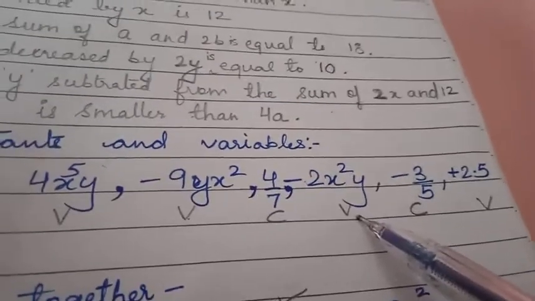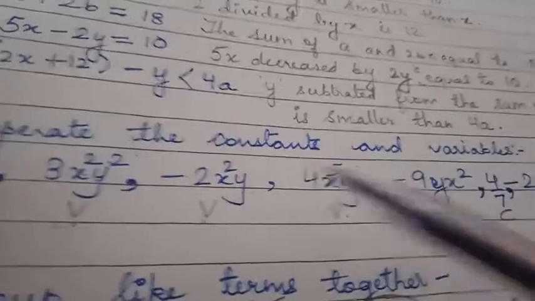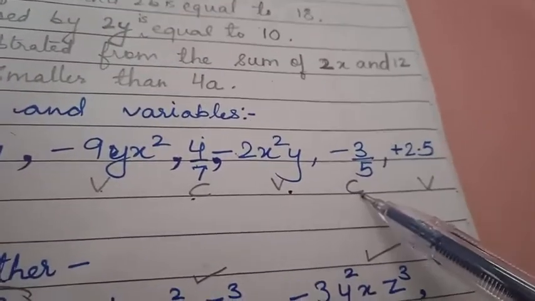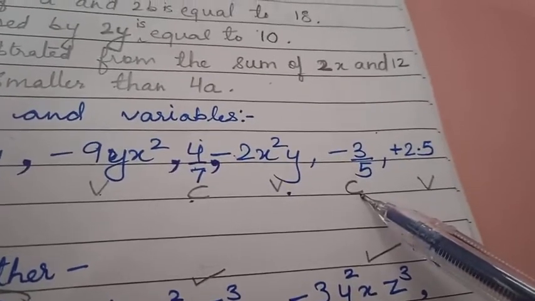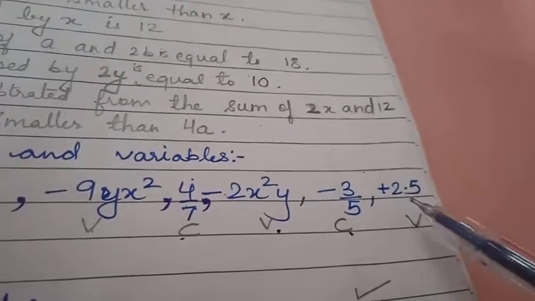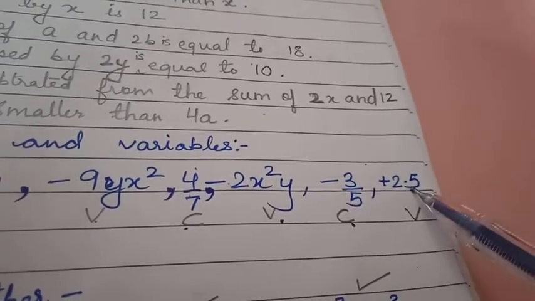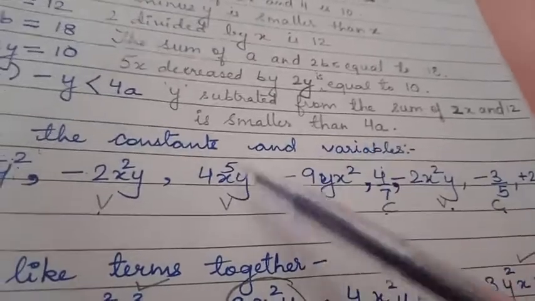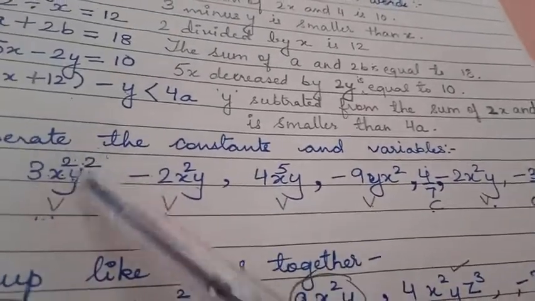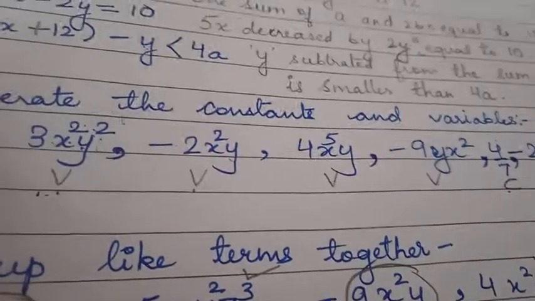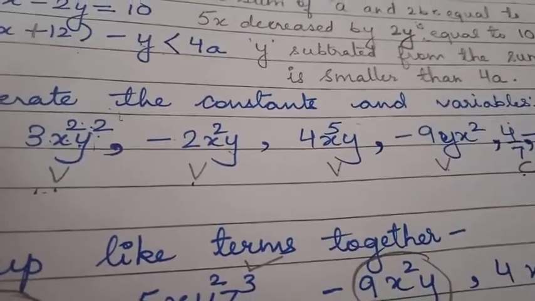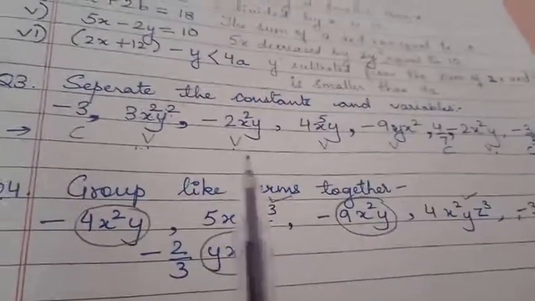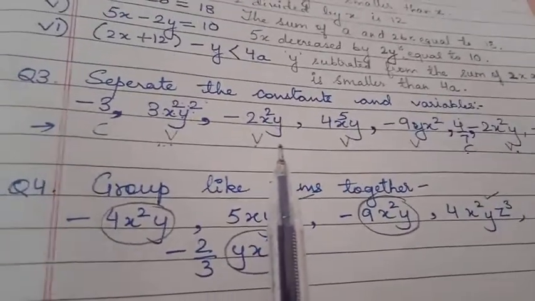You can see 4 by 7 is a constant and minus 3 by 5 is a constant, because they don't have any variable associated with them. But if you see others, even 2.5 x is a variable. x square y, x raised to 5y, x square y square all have variables. If any alphabet from A to Z is there, then it is a variable.